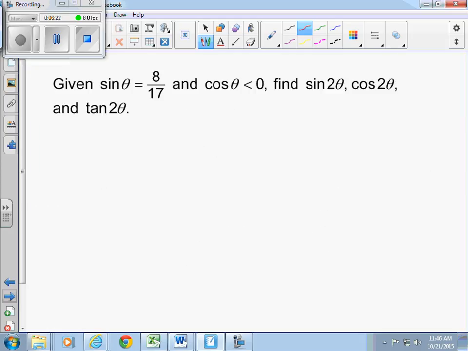Okay, so how can we use them? So I know that sine of theta is 8 over 17. Cosine is less than 0. Find the sine of 2 theta, cosine 2 theta, and tangent of 2 theta. I have seen this on the ACT one time, on one practice exam once. I don't know that it'll show up ever again, but good.